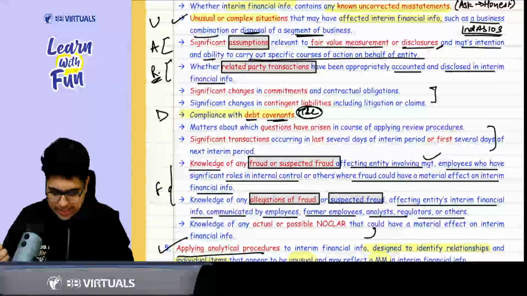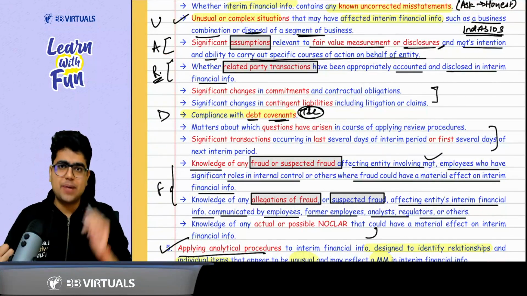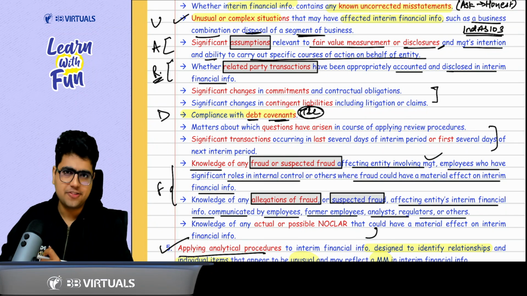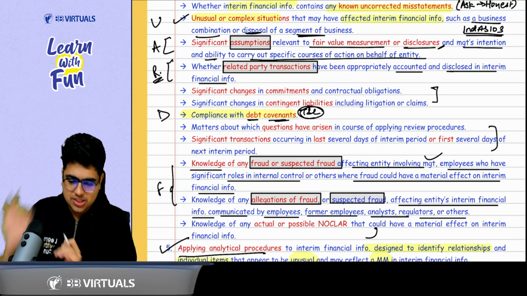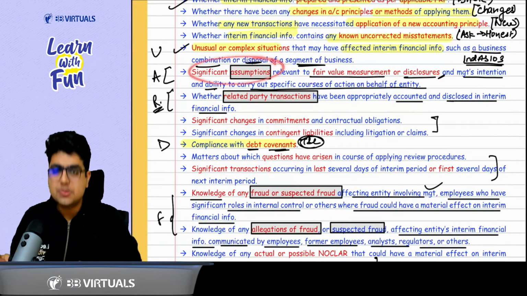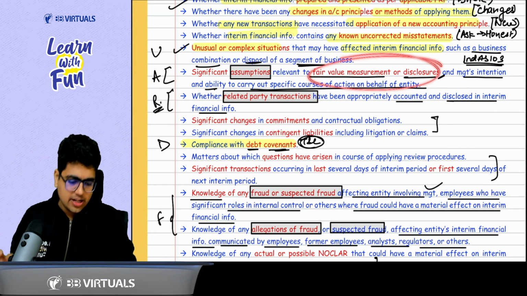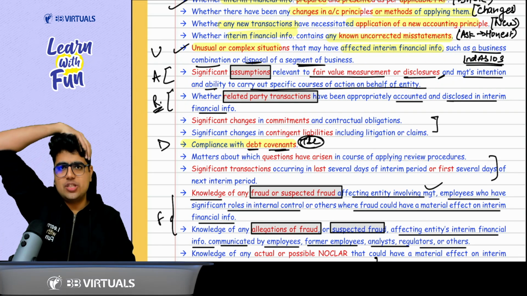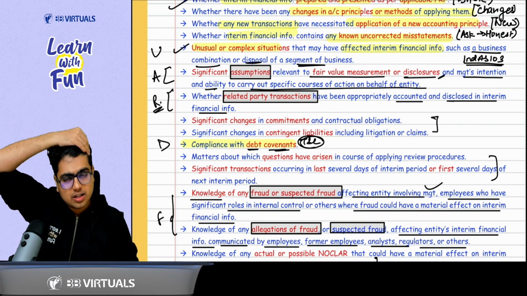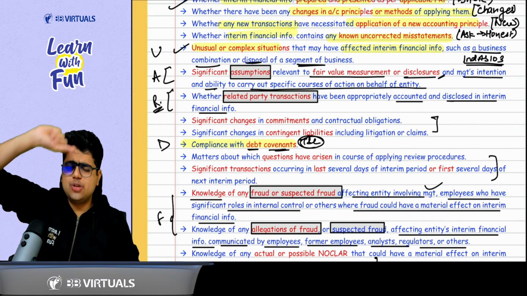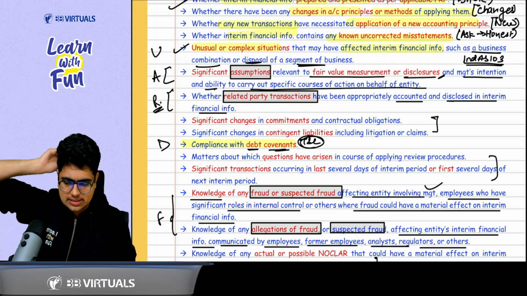R for related party, whether the related party transactions are accounted and disclosed as per the FRF. A for accounting estimates. Here the word is assumptions. Whatever significant assumptions are there regarding the fair value measurement or the disclosure, fair value measurements or disclosures, they should be properly considered in the financial statement.